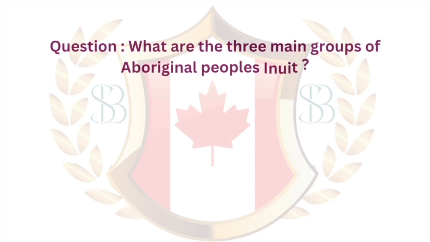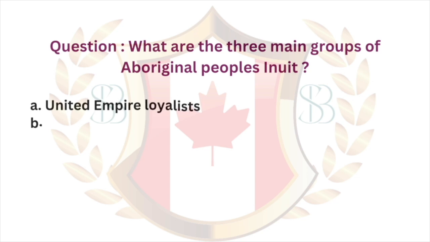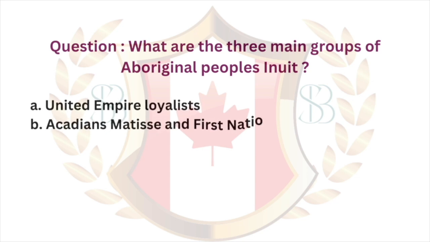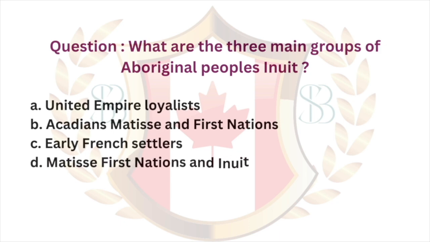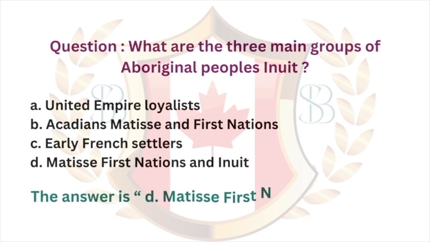Question: What are the three main groups of Aboriginal peoples? A, United Empire Loyalists. B, Acadians, Métis and First Nations. C, early French settlers. D, Métis, First Nations and Inuit. The answer is D, Métis, First Nations and Inuit.